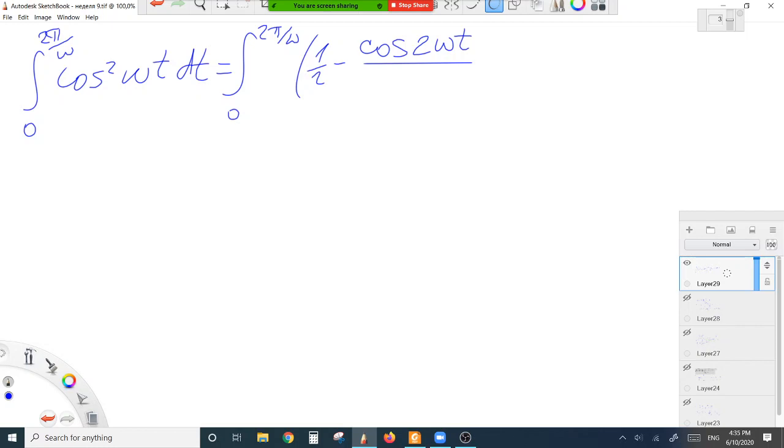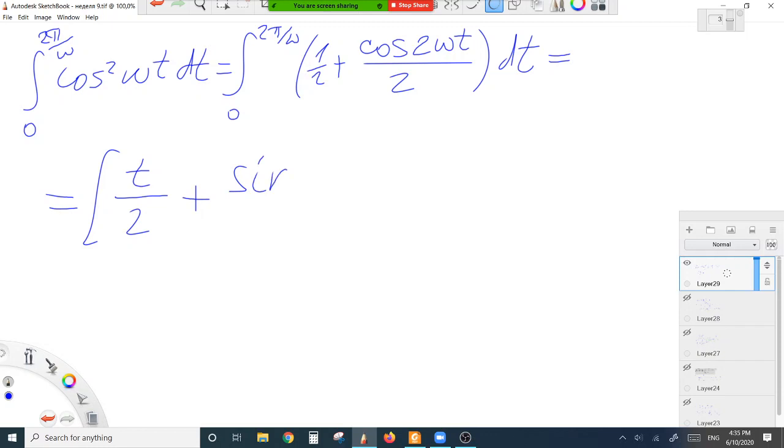So cosine squared minus sine squared, plus, sorry, it will be plus, 2 omega t over 2 dt, and it will be equal to t over 2 plus sine 2 omega t over 2 omega multiplied by 2, 4 omega, where t goes from 0 up to 2π over omega.